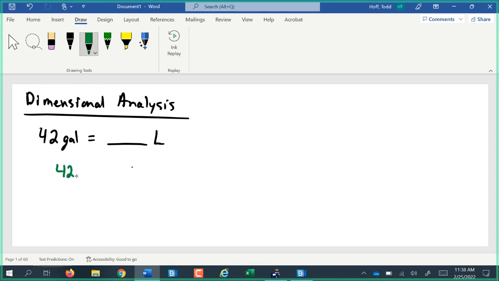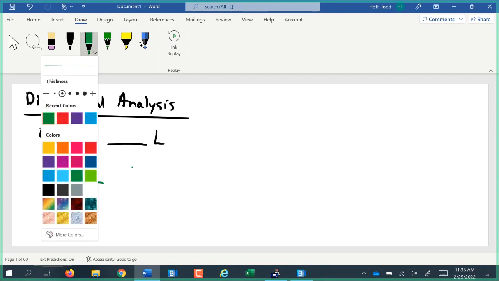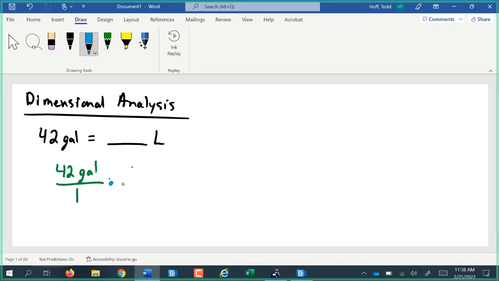So here I'm going to take my 42 gallons. And in order to use it, dimensional analysis utilizes the rules for calculating with fractions. So to utilize it, I have to turn that into a fraction. So I put 42 gallons over 1. And now I'm going to multiply by a conversion factor. And this conversion factor here, if you recall, is a unity fraction. And in a unity fraction, it's equal to 1.